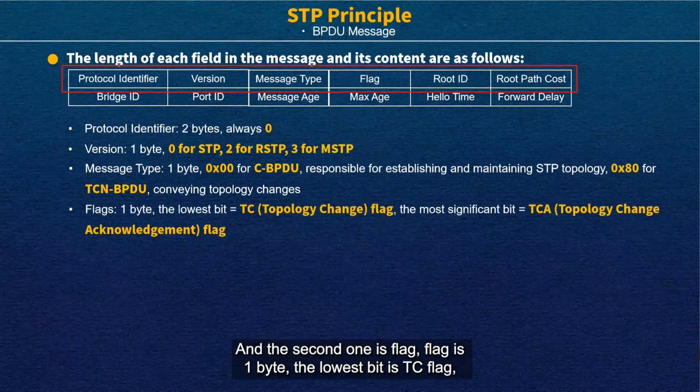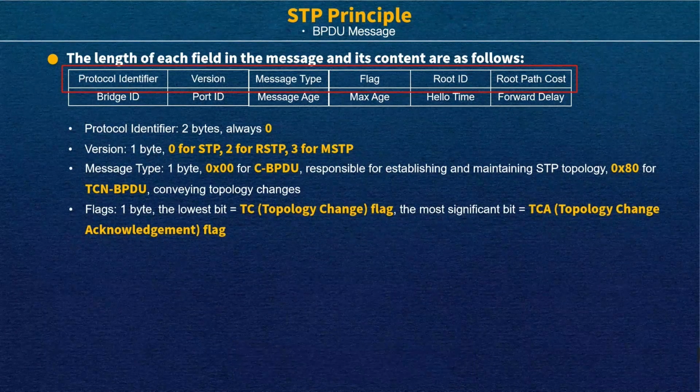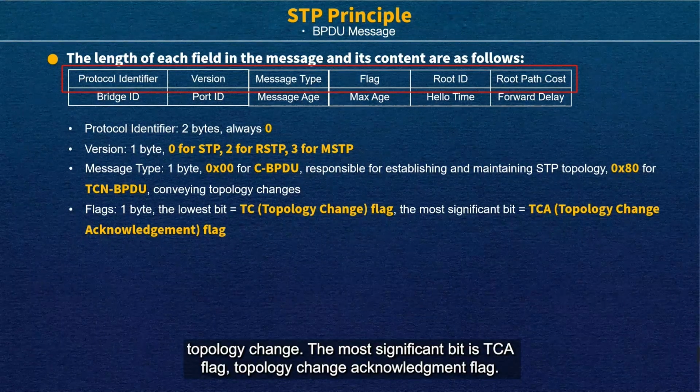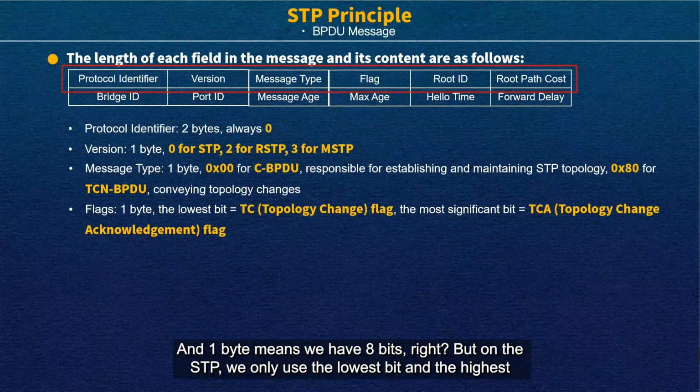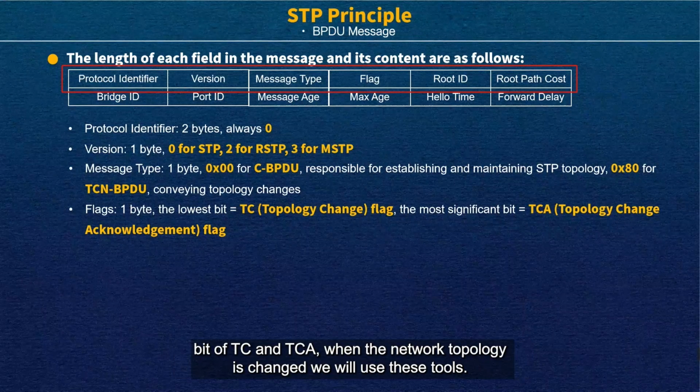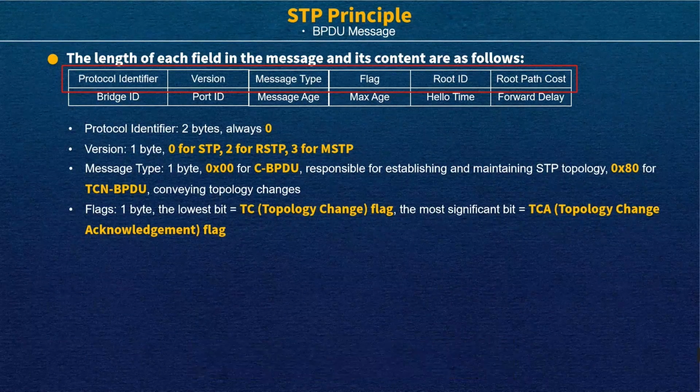And the second one is flag. Flag is 1 byte. The lowest bit is the TC flag, the topology change. The most significant bit is the TCA, topology change acknowledgement flag. And 1 byte means we have 8 bits, right? But in STP, we only use the lowest bit and the highest bit, TC and TCA. Once the network topology is changed, we will use these two.